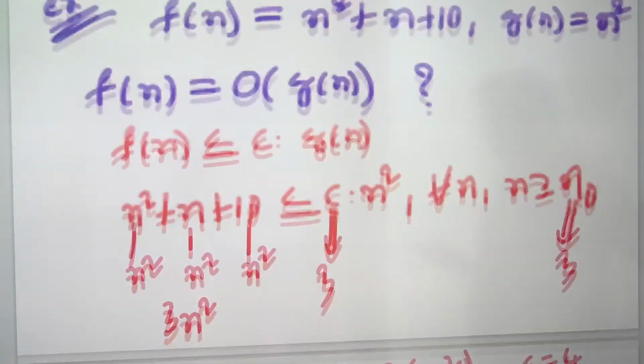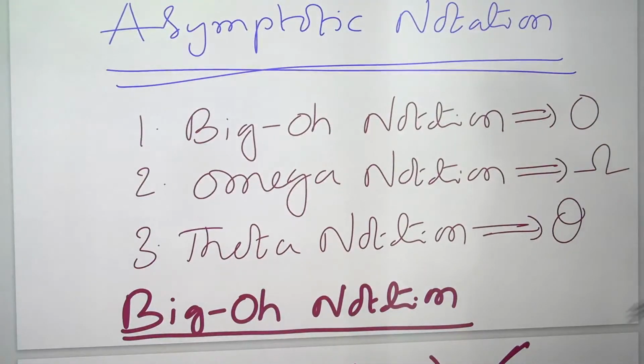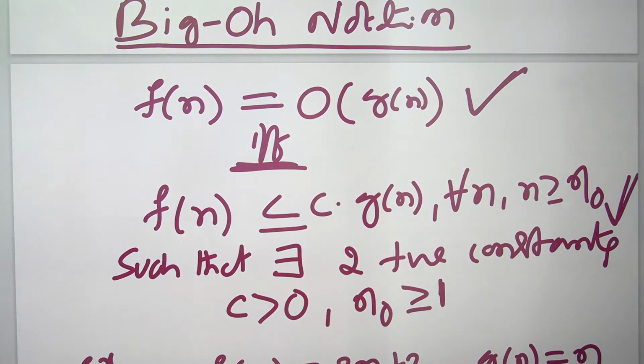See this one. What I covered until now: asymptotic notation started. Asymptotic notation internally contains big O, omega, theta. I started with big O. So first, what is big O?